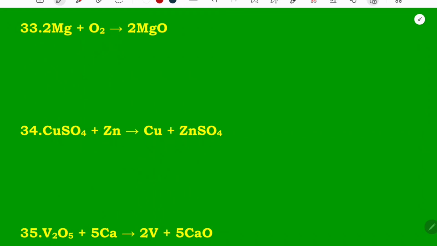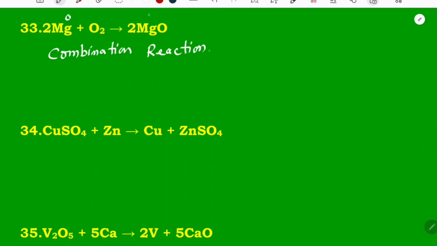Next, two or more reactants combine to form a single product. Magnesium is reacting with oxygen to form magnesium oxide. So this is what type of reaction? Combination reaction.